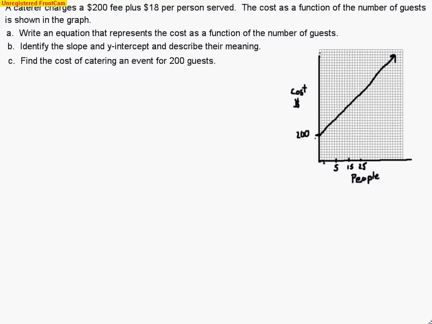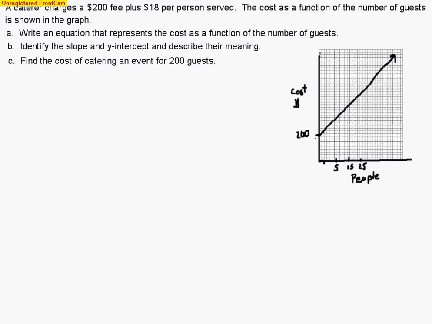So number 12 on your homework is similar to this problem. And it's a word problem that forces us to write an equation for a situation that we have. So here a caterer charges $200. So $200 fee plus $18 per person served. The cost as a function of the number of guests is shown in this graph.